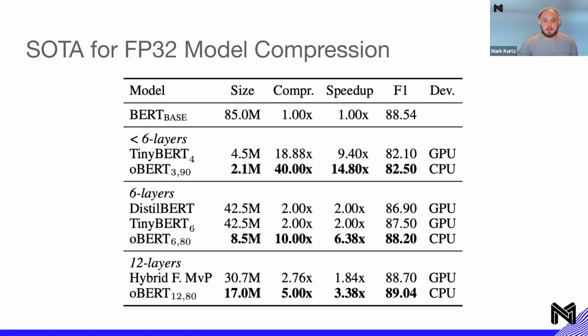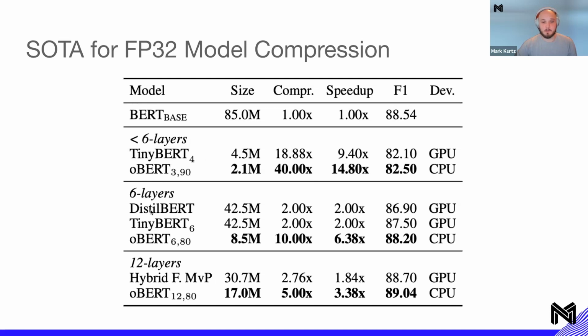Not only that, but we also set a state-of-the-art for FP32 model compression. So not looking at quantization, but just looking at how many parameters we can actually remove, comparing across structured and unstructured techniques. So here's our BERT base, which had 85 million parameters and 85.54 F1. Looking at less than 6 layers, we compared our Oberth, which we removed 9 of the layers, so we got down to 3 layers, BERT base being 12 layers. We removed 9 of the layers, got down to 3 layers, and then pruned it to 90% unstructured. And this exceeded TinyBERT not only in accuracy, but also in compression and in speed up. TinyBERT being only a structurally sparse network.